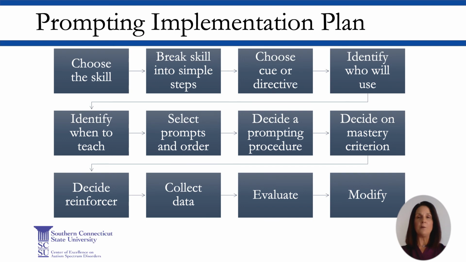The first step would be to choose the skill. So we're choosing to teach hand washing. And then we're going to break the skill into simple steps. So hand washing could be broken into things such as turning on the faucet, soaping up hands, rinsing hands, turning off the faucet, wiping hands dry, and things like that. So you'd break the skill into simple steps. And then you would choose a cue or directive. In this case, it might be very effective to say, wash your hands.